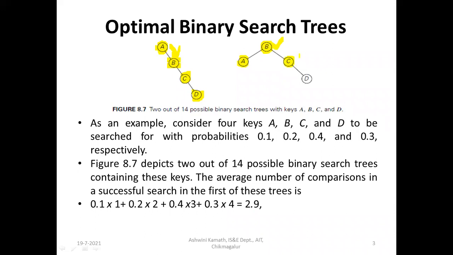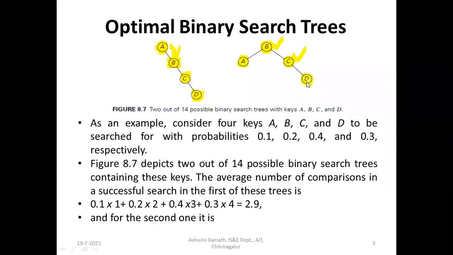So it is usually in order, right? Binary search tree means the values will be in order. So here C is greater than B, so obviously it will be on the right of B. While searching for C, we need 2 comparisons: first compare with B, then compare with C. If you are searching for D, then it needs 3 comparisons.